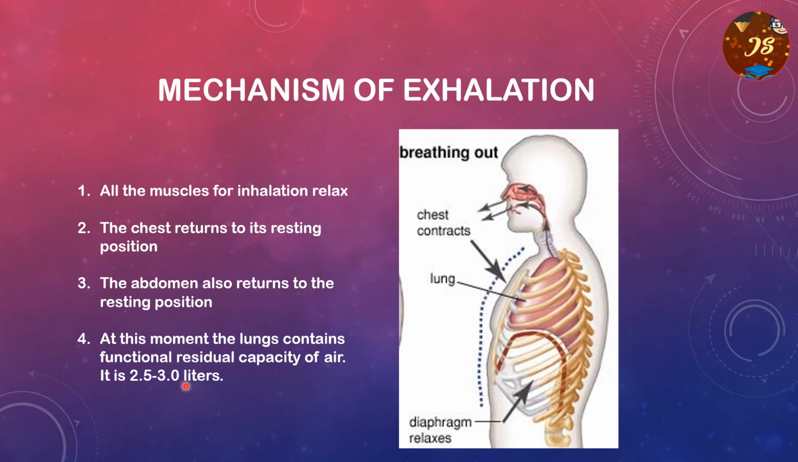This is the mechanism of exhalation. What happens? All the muscles of inhalation relax. So the chest returns to its normal position, and the diaphragm and the abdomen also return to their normal position. At this moment, the lung contains the functional residual capacity of air. It is a very important term, abbreviated as FRC, and the amount is 2.5 to 3 liters. What is this functional residual capacity? It is the volume of air present in the lungs at the end of expiration. That means when the air is totally exhaled, the amount of air that is present inside the lungs is called the functional residual capacity. And how much is that? It is 2.5 to 3 liters.